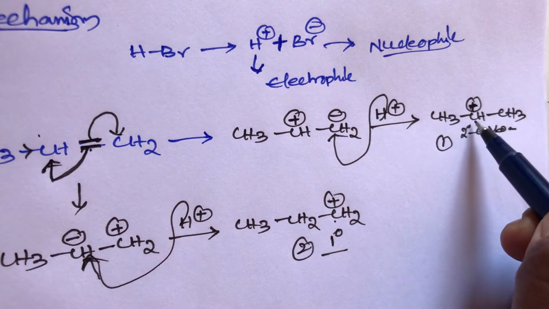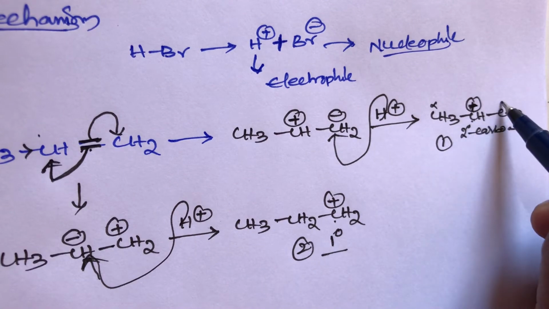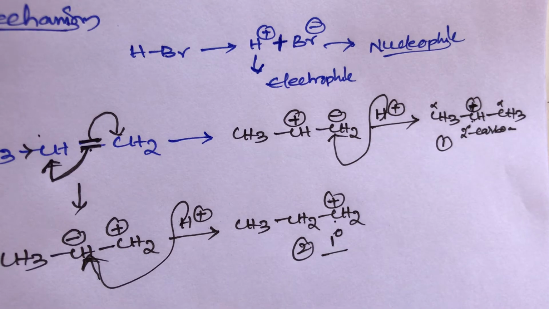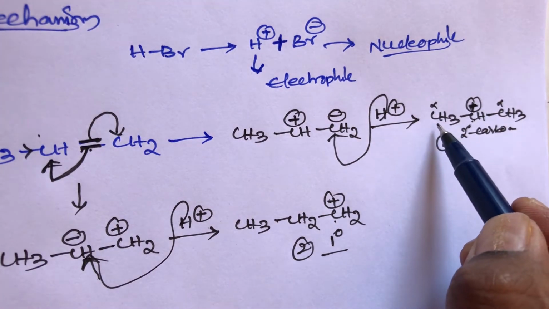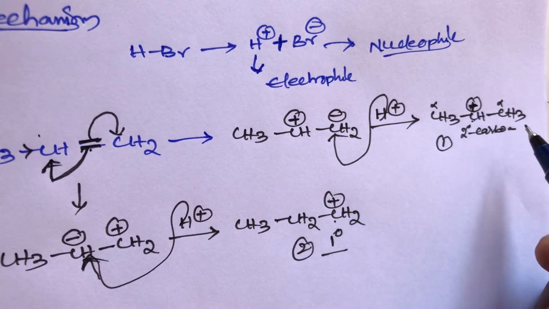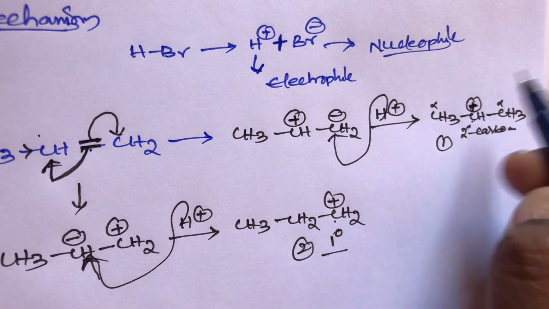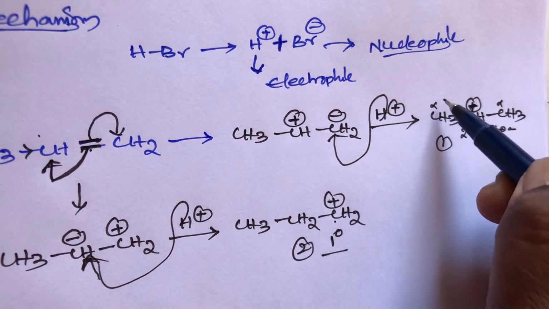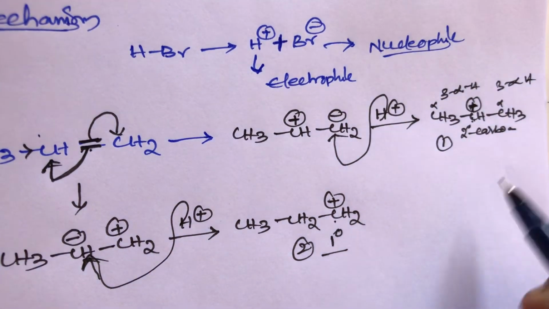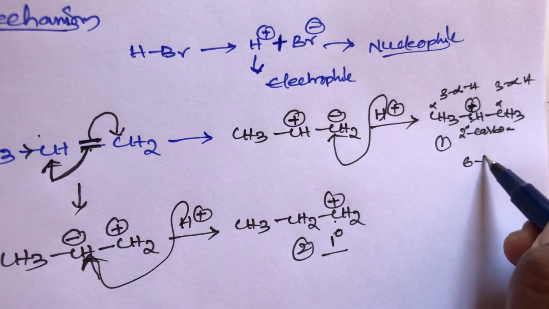The carbon beside the positive charge is called the alpha carbon. On the right side also one alpha carbon is there. These alpha carbons have alpha hydrogens. So in this secondary carbocation, how many alpha hydrogens are present? Beside it 3 alpha hydrogens and on the right side also 3 alpha hydrogens. So in this secondary carbocation, 6 hyperconjugates are present.